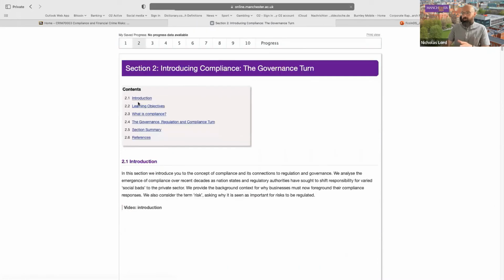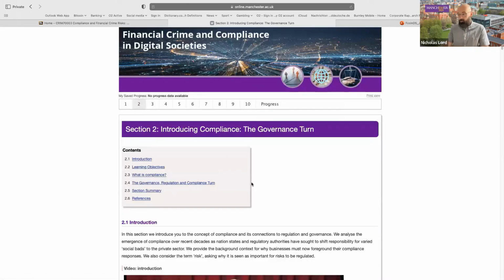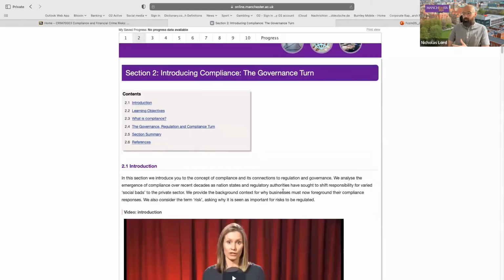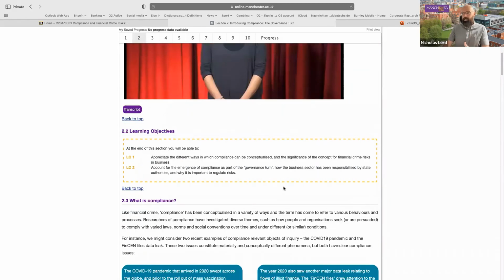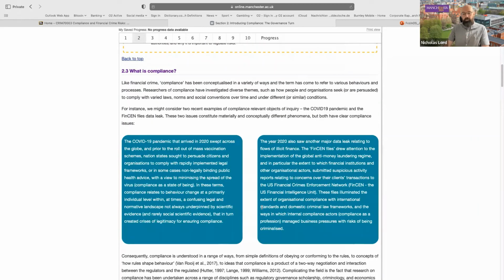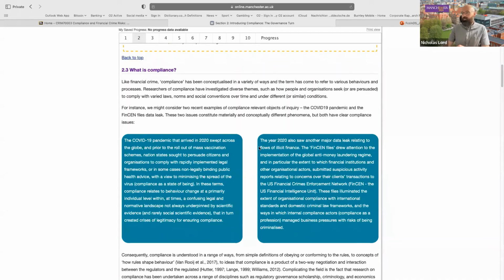And then you simply click through into the second week, where we then look at compliance and what we call the governance turn. So the shift towards responsibilizing private sector or non-state actors and authorities and organizations to essentially represent the front line of certain kinds of policing activities, like with anti-money laundering and so on. And again, as you'll see, that's my colleague Katie Benson, a similar kind of process: learning outcomes, introduction, and then into the learning materials, which is that mixture of text, video, tasks, and discussion type activities.